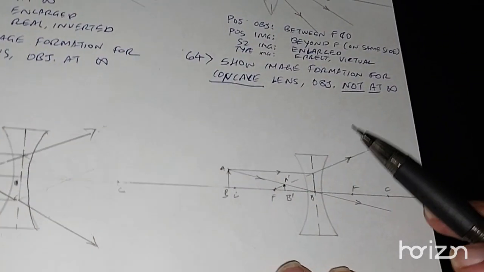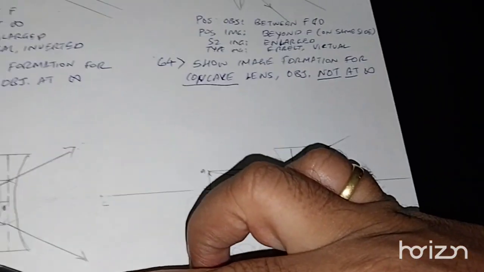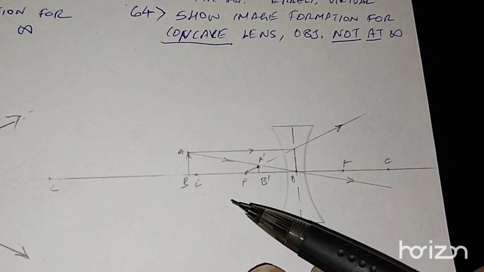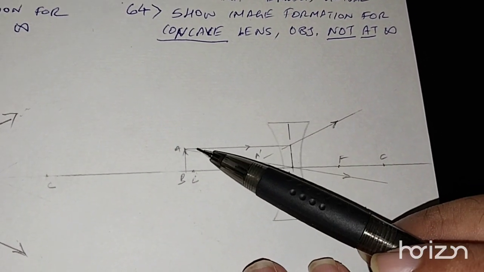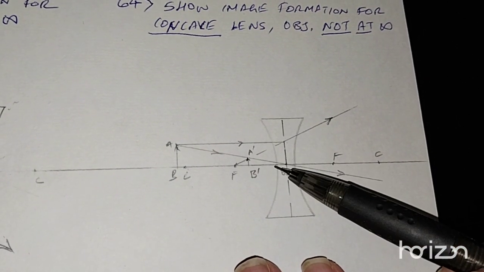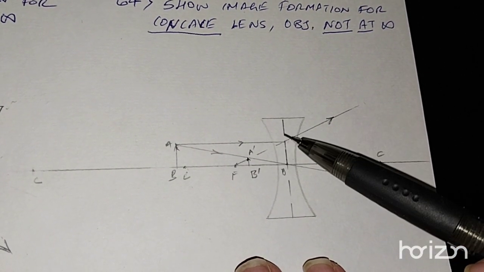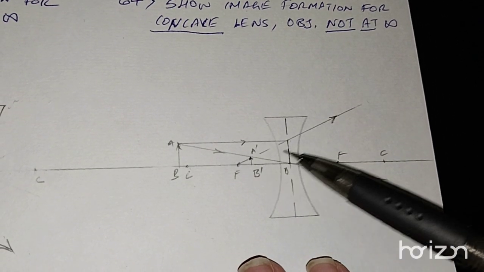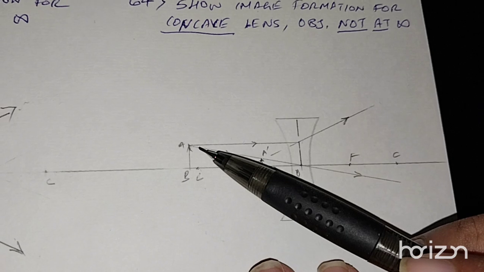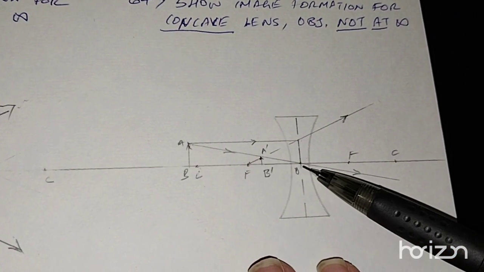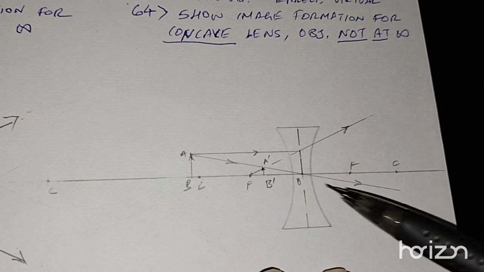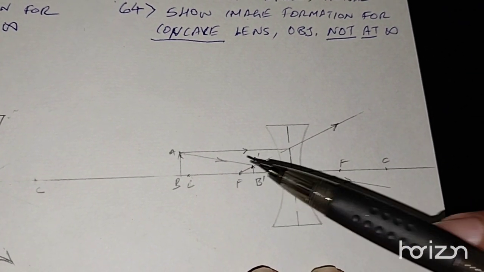Next case, what if it is not at infinity? What if it is somewhere beyond C but it's not infinity? In that case, you do the same technique. You draw a line which is parallel to the principal axis. It gets diverged in such a way that when you backtrace it, it appears to be coming from F. And one more ray you pass through the optical center. Because you are passing through the optical center, it doesn't get diverged. It continues in the same direction.